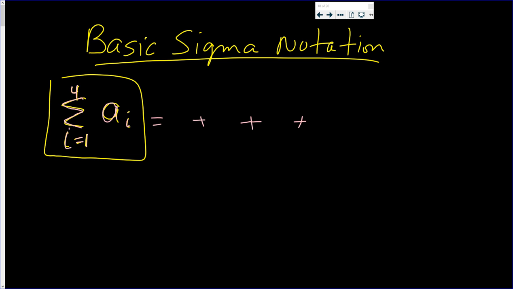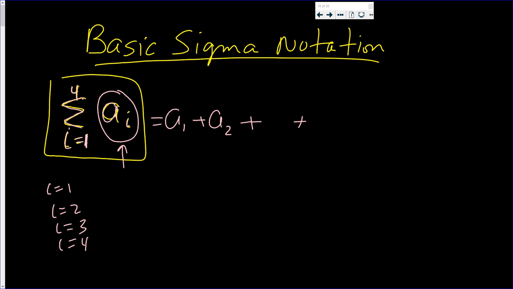Well, first, i is 1. Then i is 2. And then i is 3. And then i is 4. And what we do is, as we change each i, this changes according to what i is. First, i is 1, so it'll be a sub 1. And then i is 2, so it's a sub 2. And then a sub 3. And then a sub 4.